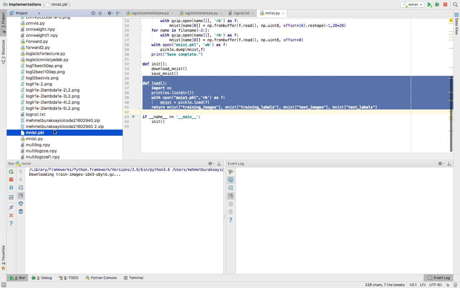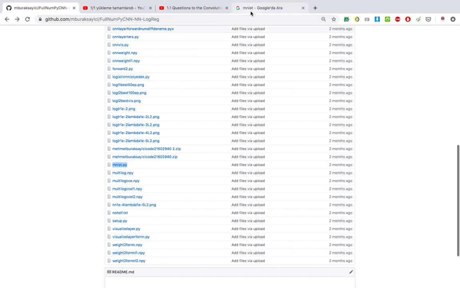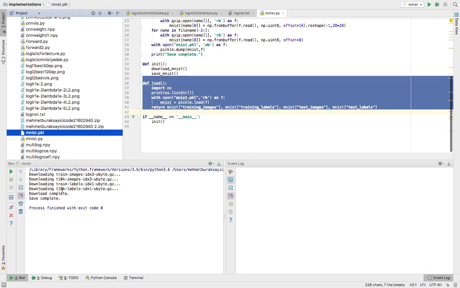An mnist.pkl pickle file should appear there, and after that we will be taking these images, and what I mean by images is the MNIST dataset, and then after having MNIST here, we will be coding the theory behind it.